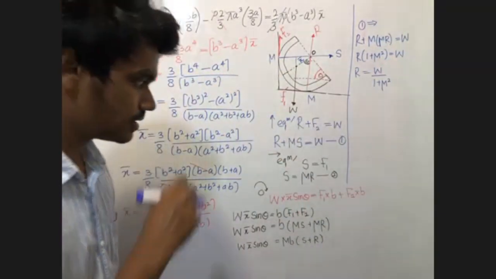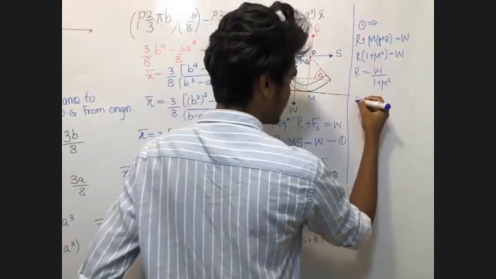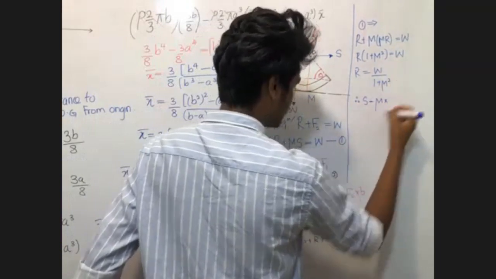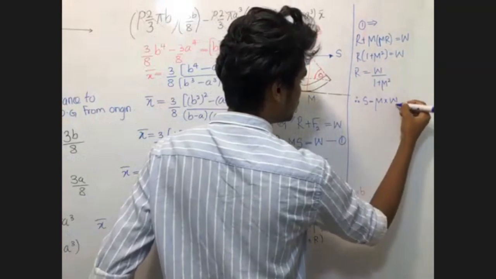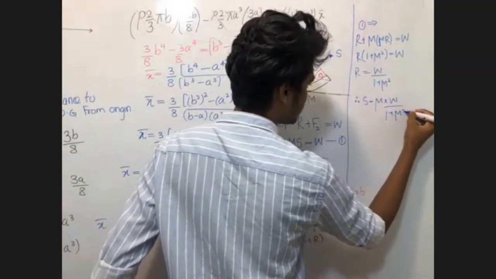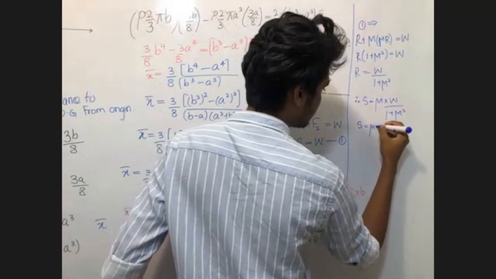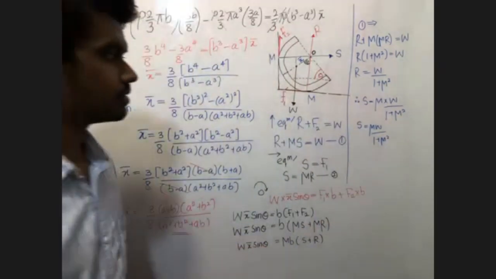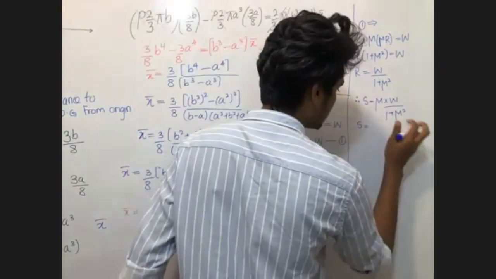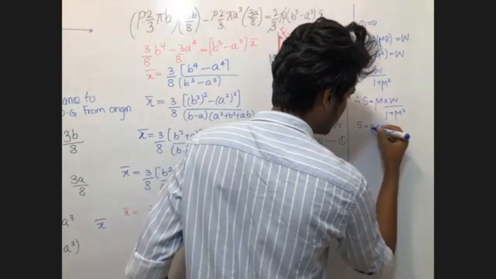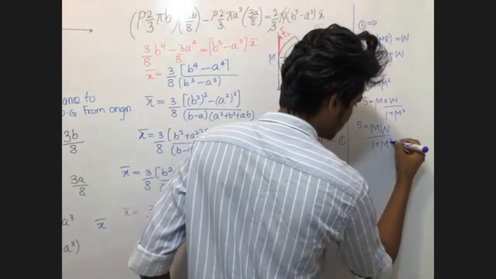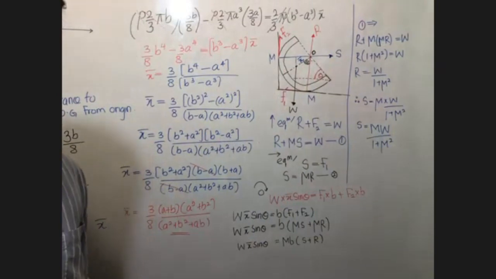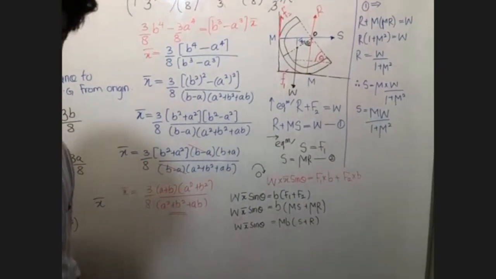So S is what? Therefore, S is mu times R. What is R? R is W over 1 plus mu squared. So S is mu W over 1 plus mu squared.